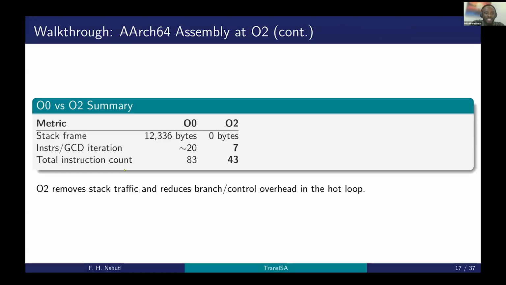So you can see that with no optimization, because we are simulating the registers as stack components, we have a stack frame of 12,000 bytes. And when we use optimization 2, we just get few instructions and the stack variable is eliminated because the stack state is kept at register level.